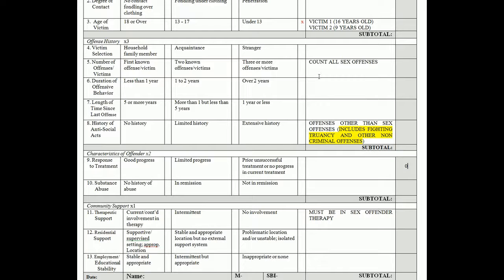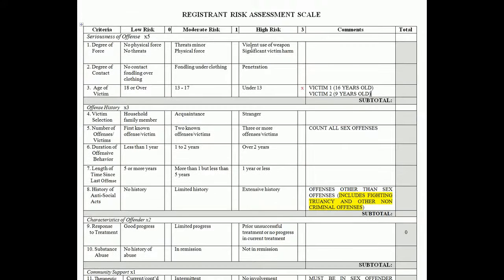So again, if you have multiple victims or multiple cases, you select the one most adverse to the registrant. Let's say in one case there was no violence at all. In another case, there was a gun used. Well, up here on degree of force, you would score the registrant as a high risk because in at least one of the cases, a weapon was used.